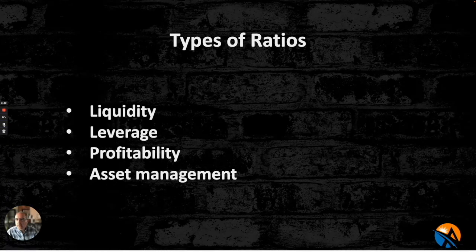As I mentioned earlier, there are a lot of financial ratios you can track, but most financial ratios fall into one of four broad categories. It's either going to be liquidity, leverage, profitability, and asset management. We'll look at 10 financial ratios across these four categories and provide you with what each ratio means and how it's calculated. Think of it like a gauge in your car.